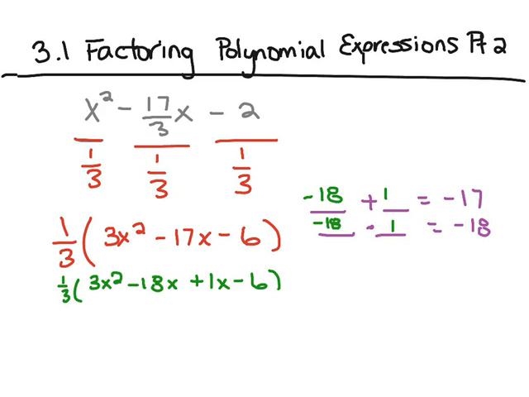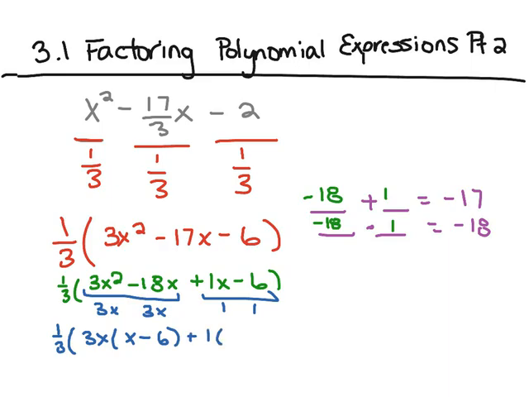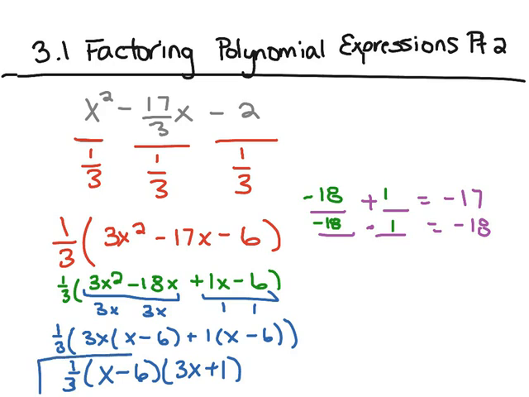Break this into two groups, factor out. We have the 3x and a 1. So we have 1 over 3, 3x bracket x minus 6 plus 1 bracket x minus 6. So our final answer is going to be 1 over 3 bracket x minus 6 bracket 3x plus 1. And that is our final answer.